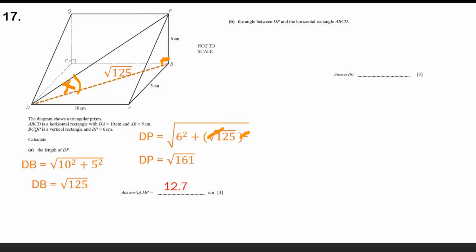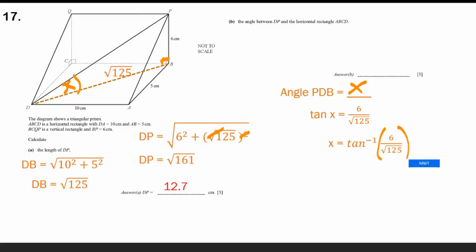So we have the ratio of opposite over adjacent, that is tangent. So angle PDB, which I marked X in the figure, tan X equals opposite 6, over adjacent square root of 125. Then X is equal to tan to the power of -1 of 6 over square root of 125. That gives you X is equal to 28.2 degrees.